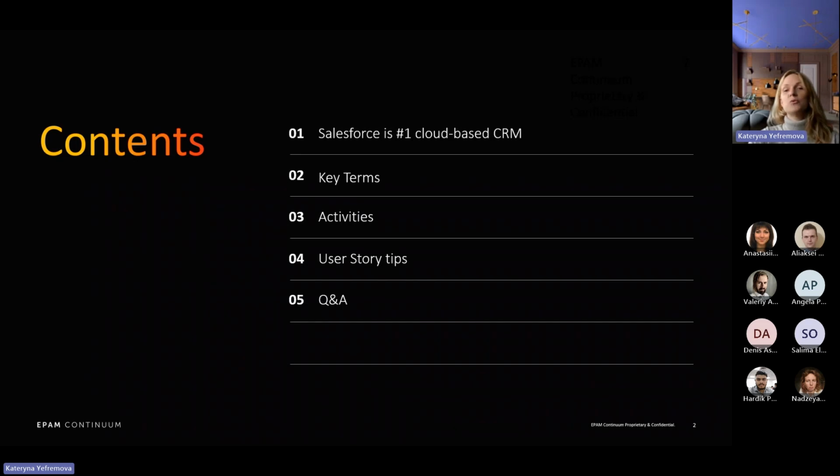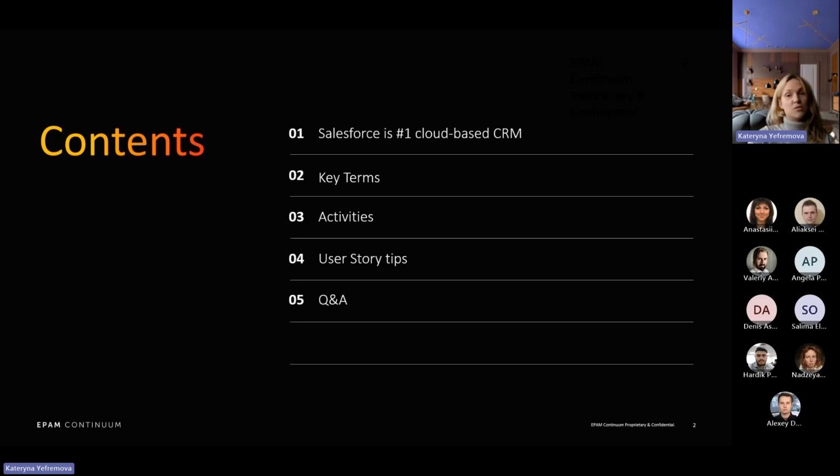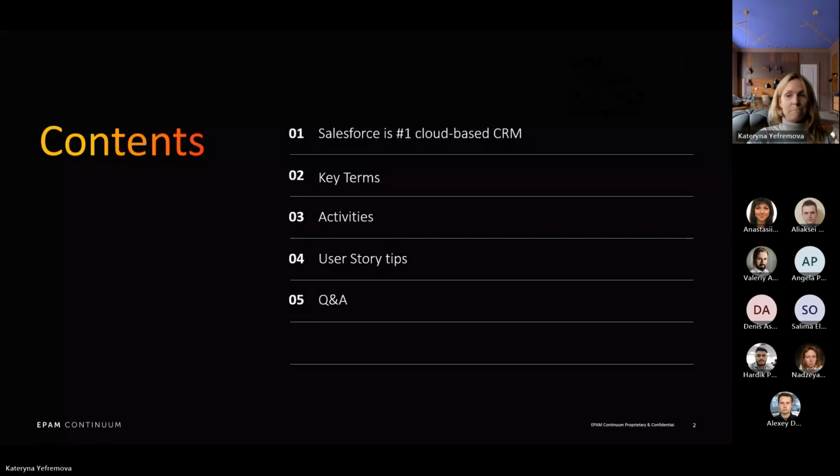So first of all, we will talk a little bit about Salesforce, and we will discuss key terms of Salesforce, which is essential to know to work with any Salesforce cloud. We will discuss activities which are available in mostly all clouds, and then we will go through user story tips, and we will have some time for Q&A.